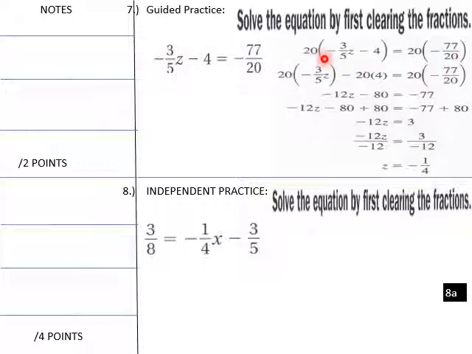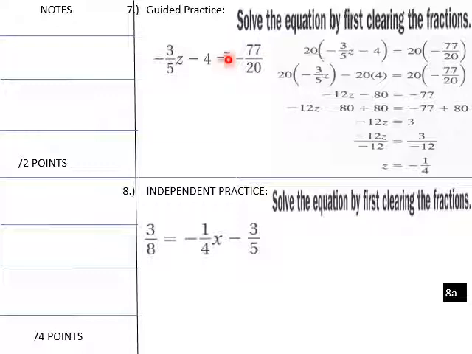That'll cancel. And then 20 multiplied by negative 3 over 5z will be a 4 times negative 3, which would be negative 12. And then this one here will be a negative 80. So here's our math down here of how we arrive at that. So negative 12z minus 80 equals, and then this will cancel, negative 77. We need to isolate our z here, so we're going to add 80 to both sides. And then once we do that, we end up with negative 12z equals 3. We've got to divide through by negative 12.